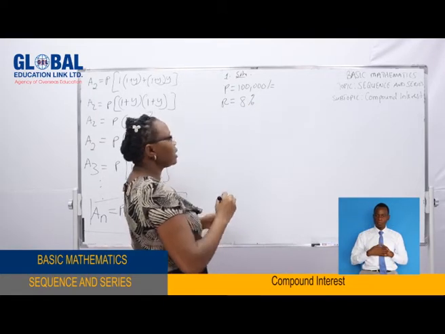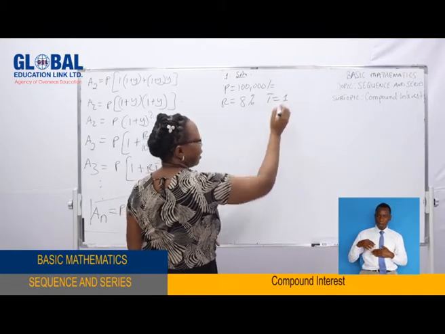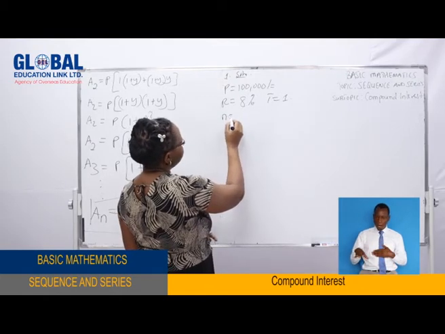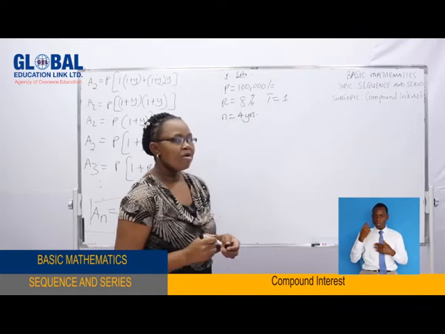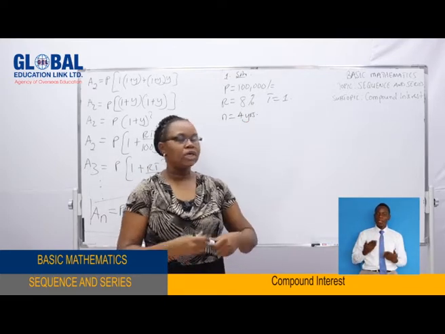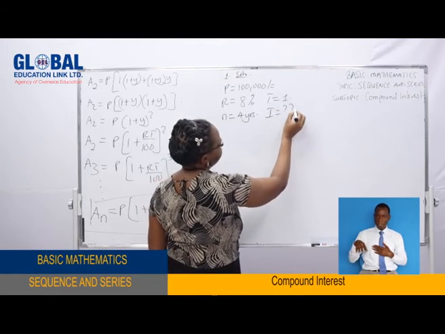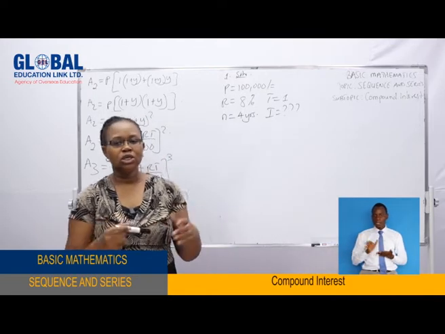So when they say per annum, it means the time is 1 year. For 4 years, it means the number of years is equal to 4. Find how much interest she received. We are finding the interest Mwanahamisi received.